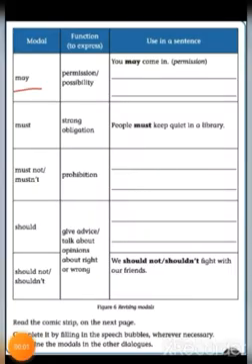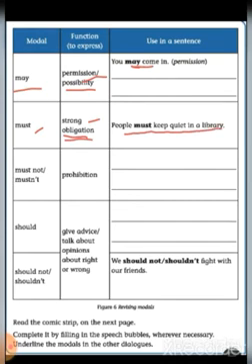May. May is used to express permission or possibility. Use in a sentence: you may come in. So, may is used for asking permission. Next, must. Must is used to express strong obligation. Obligation means an act or course of action to which a person is morally or legally bound. Example sentence: people must keep quiet in a library.